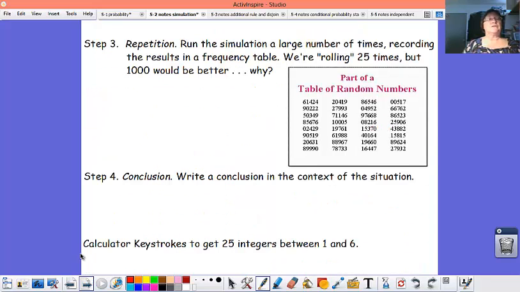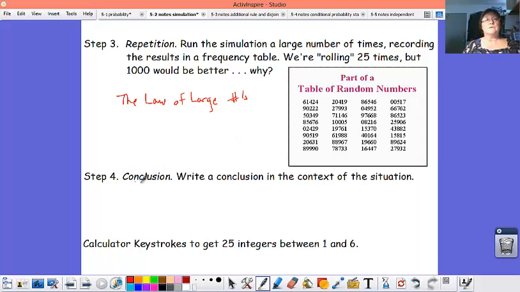Next, you actually do the simulation. You run the simulation a large number of times. Remember the law of large numbers, right? We're supposedly doing this 25 times, but if we wanted a better simulation, 1,000 times would be better. And why is that? Well, I just said it. It's the law of large numbers. The more often we do it, the more frequently what should happen will happen.